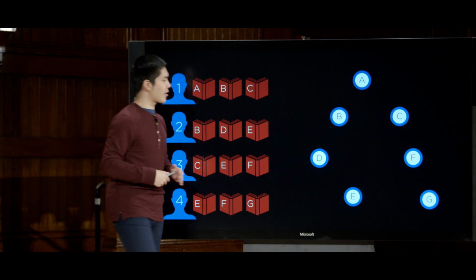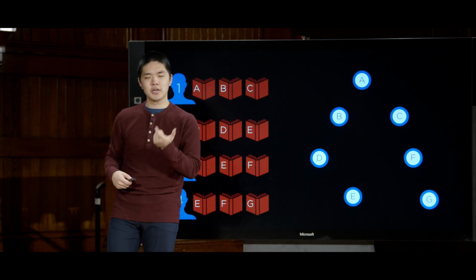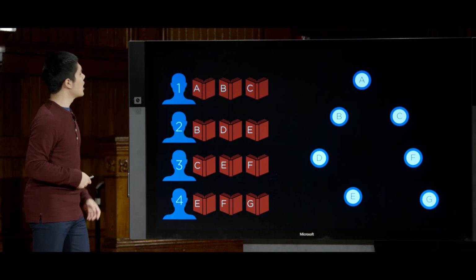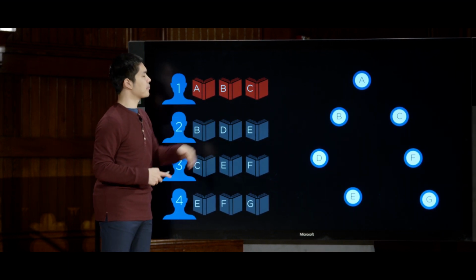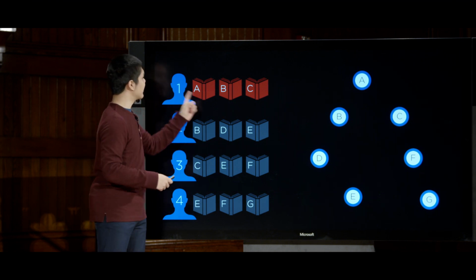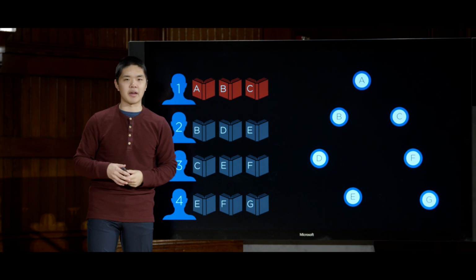And what we'll do is we'll create an edge between 2 nodes in this graph if there is a constraint between those 2 nodes. So what does this mean? Well, we can start with student 1, who's enrolled in courses A, B, and C. What that means is that A and B can't have an exam at the same time. A and C can't have an exam at the same time. And B and C also can't have an exam at the same time.